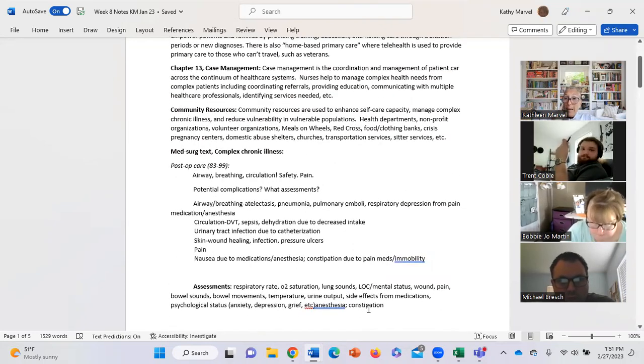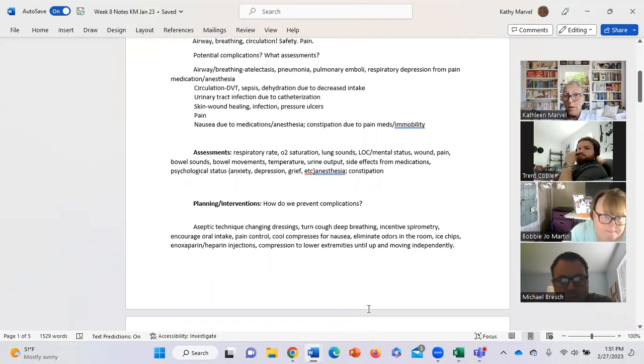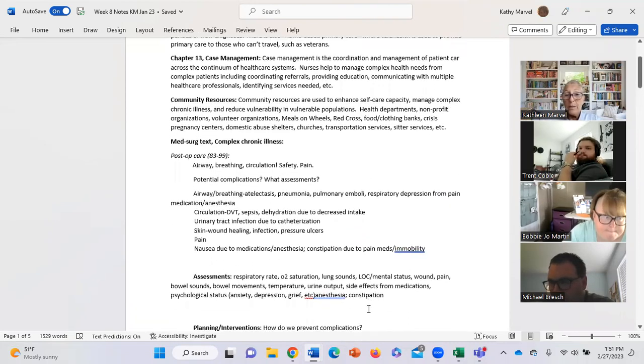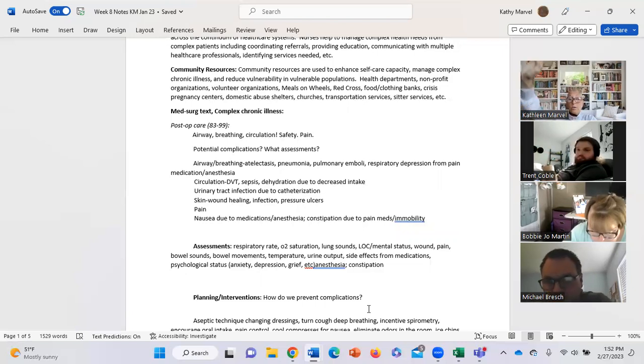I'm going to have you read the rest of the week 8 notes on your own because it deals with all those complex chronic diseases. And these are all those pages in your med-surg book. They're all outlined in your notes and they're going to be outlined in the study guide. So that's your responsibility. I know that you've been introduced to every one of these illnesses in med-surg.